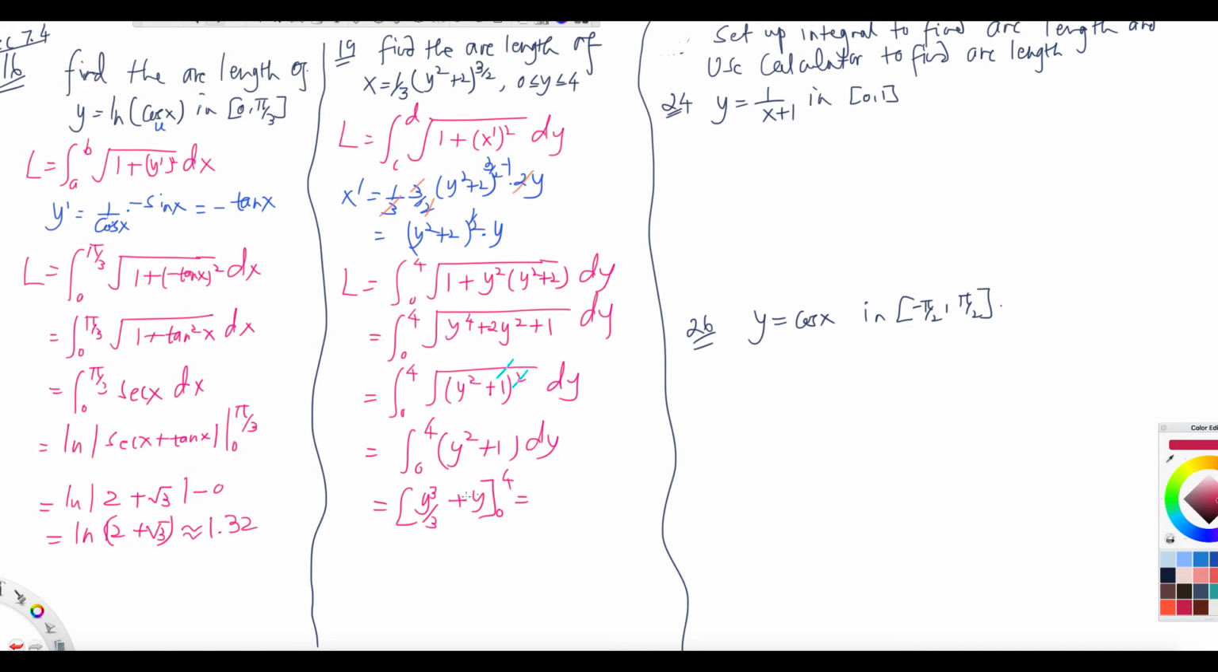Let's plug in 4 first. It will be 64 over 3 plus 4, right? And then minus, plug in 0, that will give you 0 basically. 64 over 3 plus 4, where 4 is 12 over 3. So 64 plus 12 will be 76 over 3. Okay, so you can use a calculator to find out the decimal value, but that's what it looks like.